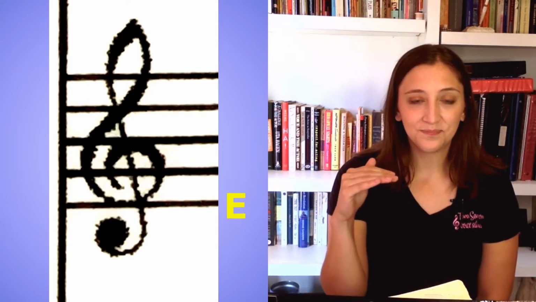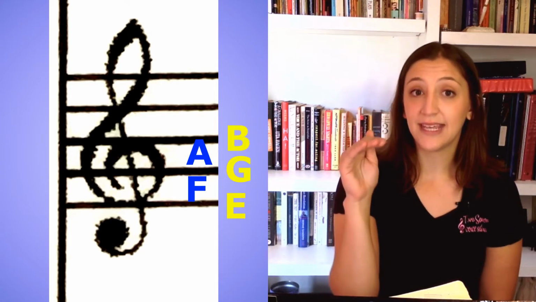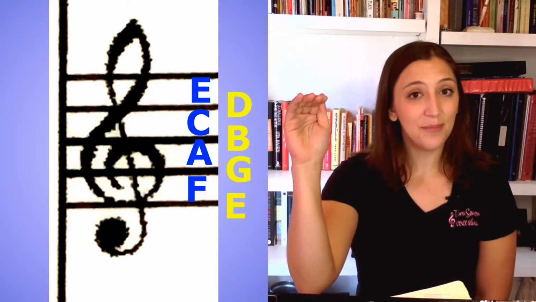There's something really neat, though, that we can make a note of here. Our bottom line is E. Our bottom space is F. The next line is G. The next space is A. The next line is B. The next space is C. The next line is D. The next space is E. And the last line is F.